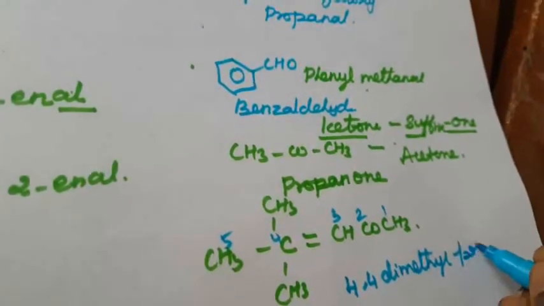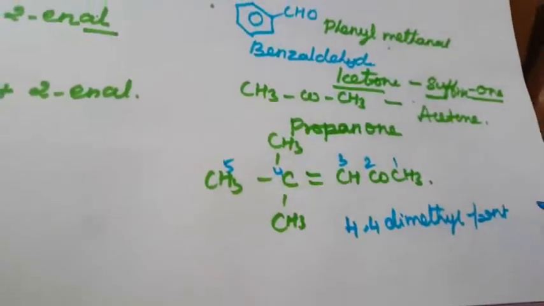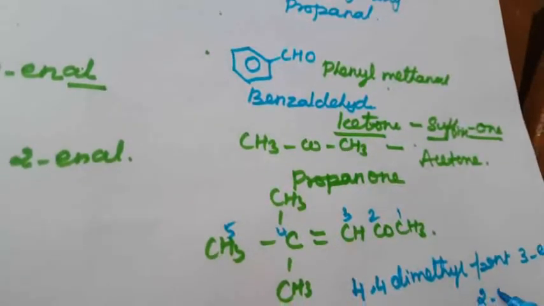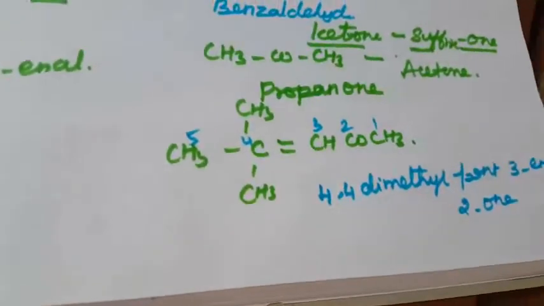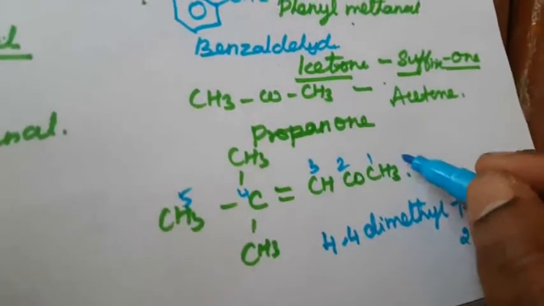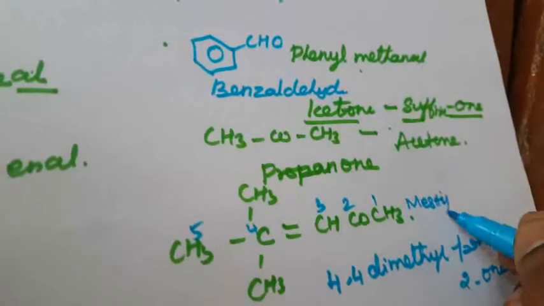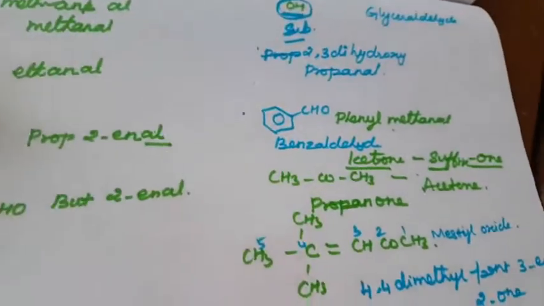4,4-dimethylpent, the unsaturated compound, that is pent-3-en-2-one. Okay, so this is the IUPAC name of this compound. The other common name of this compound is mesityl oxide. Okay, this is called mesityl oxide.